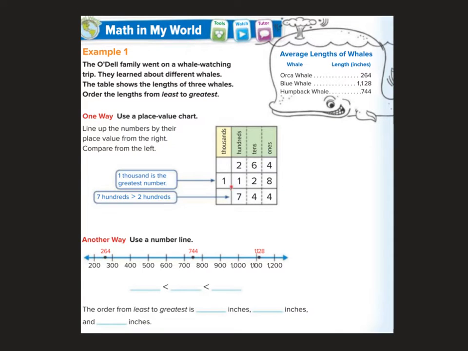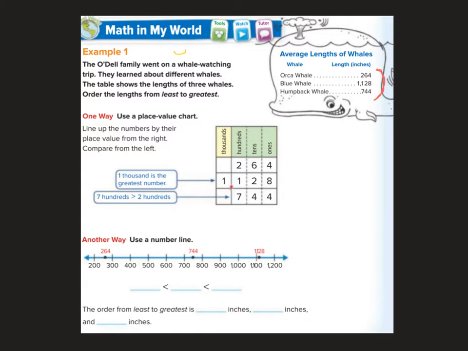Here's our first example. The Odell family went on a whale watching trip. They learned about different whales. The table shows the length of 3 whales. So this is a table over here that tells us this information.